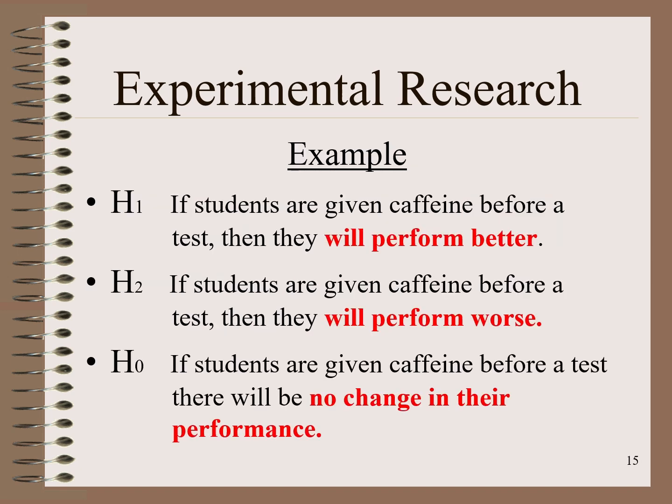For example, when conducting an experiment evaluating the impact of caffeine ingestion prior to testing, your first hypothesis, or H1, could be that if students are given caffeine before a test, then they will perform better. A second hypothesis, or H2, could be if students are given caffeine before a test, then they will perform worse. The null hypothesis for this experiment, or H0, would be that if students are given caffeine before a test, there will be no change in their performance.